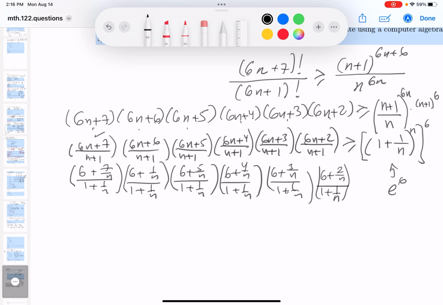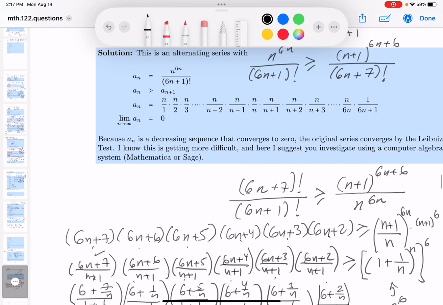Well, I hope you realize, as n goes towards infinity, a lot of things disappear and you just get 6, 6, 6, 6, 6, 6. How many do you get? 1, 2, 3, 4, 5, 6. So as n goes to infinity, this really looks like 6 to the 6. And the other side really looks like e to the 6. I hope you realize that this is clearly bigger than this. So I got that part covered. It took me some time, but I got through it.